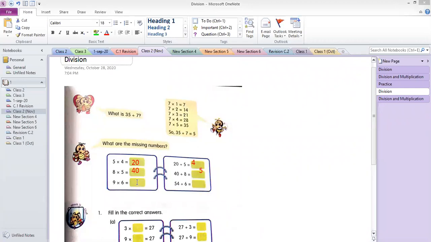Yes, can you tell me 9 multiplied by 6 equals to what? Check the table of 6 9 times. Or check the table of 9 6 times.